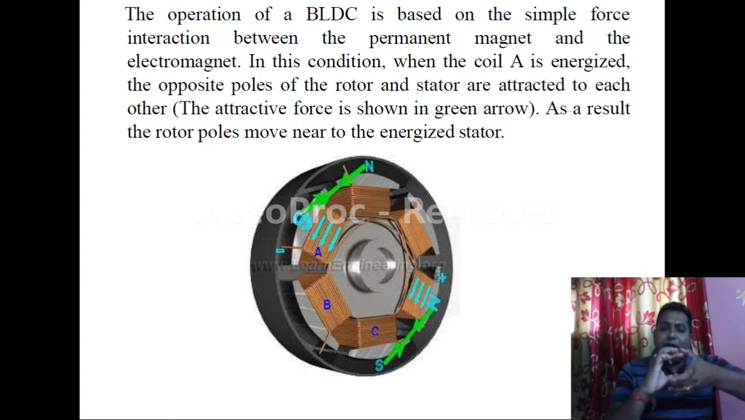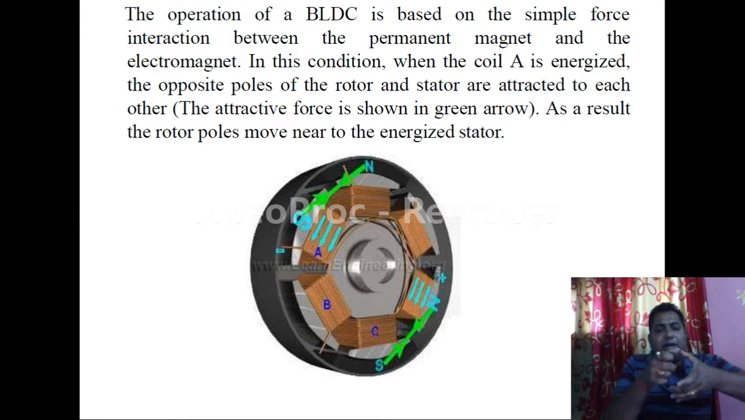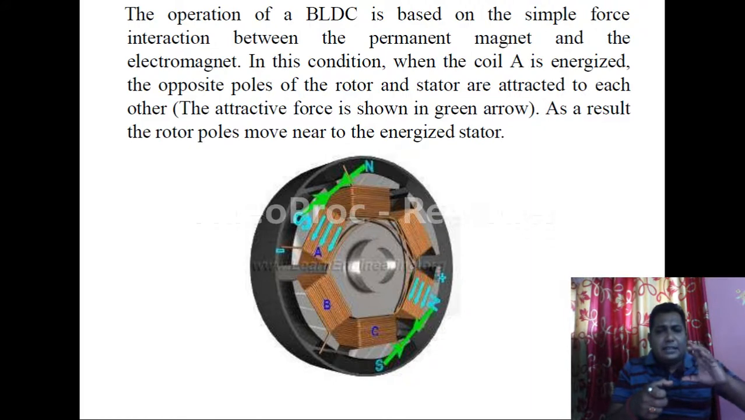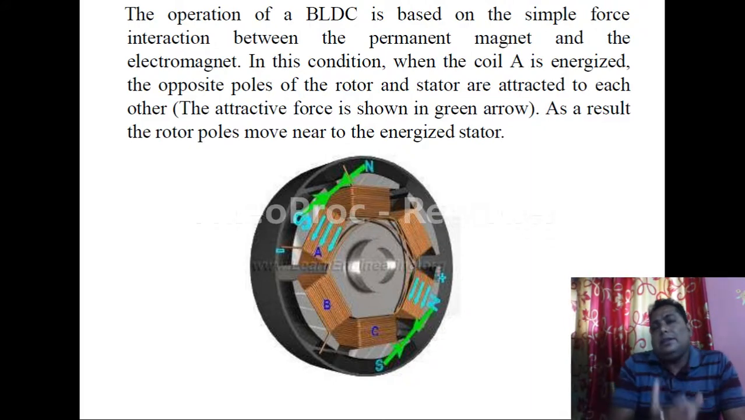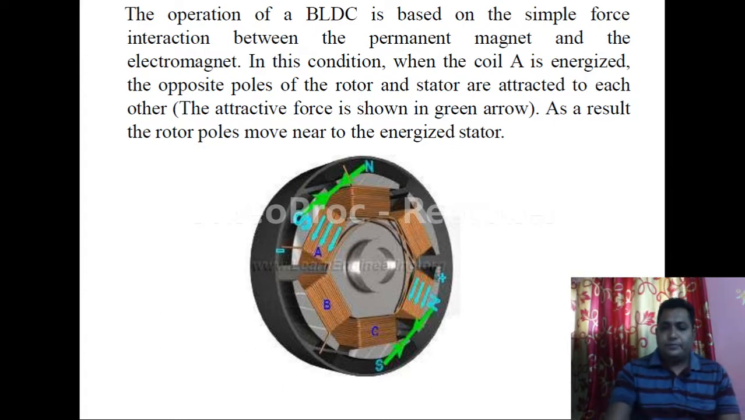So after that, what will happen? There is a second pole. That pole will be energized, and if there is a south pole, there will be a north pole. So again it will be attraction like this. Then there is again another pole. In this way, with this attraction, the rotor keeps moving, and it can be moved in any direction.